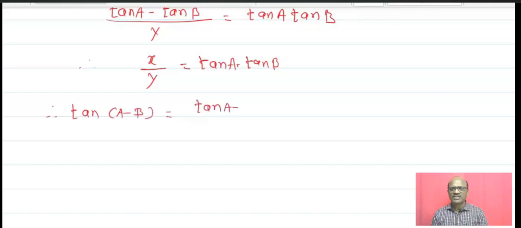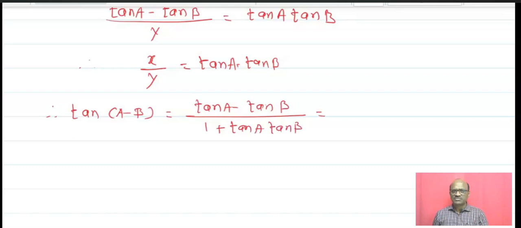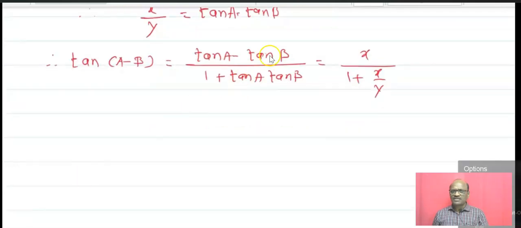Therefore, tan of A minus B is equal to tan A minus tan B upon 1 plus tan A into tan B. Now, substitute the value. That is x upon 1 plus x upon y. Now, simplify this. You will get x plus y upon y. And then it will become multiplied and reciprocal. You will get xy upon x plus y.